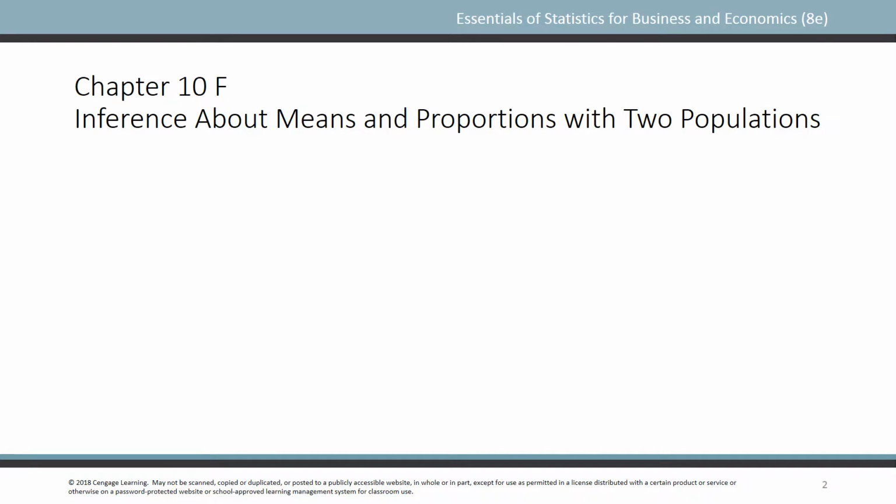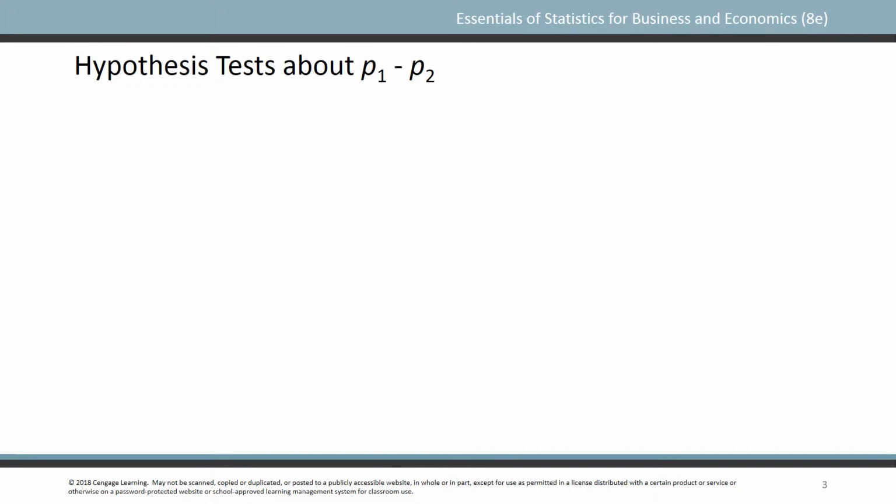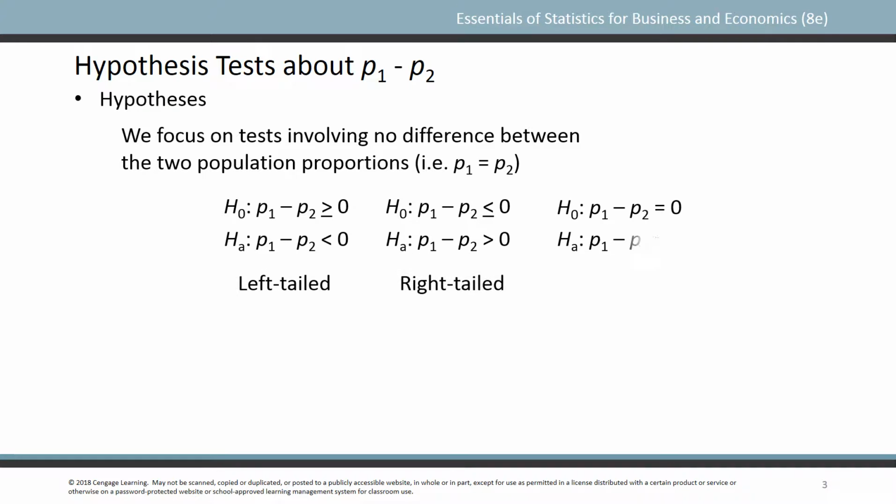In this last lecture on testing the difference between two populations, we consider hypothesis tests for proportions. Just as with the mean, the format for the three types of hypotheses are the same for the left, the right, and the two-tailed.